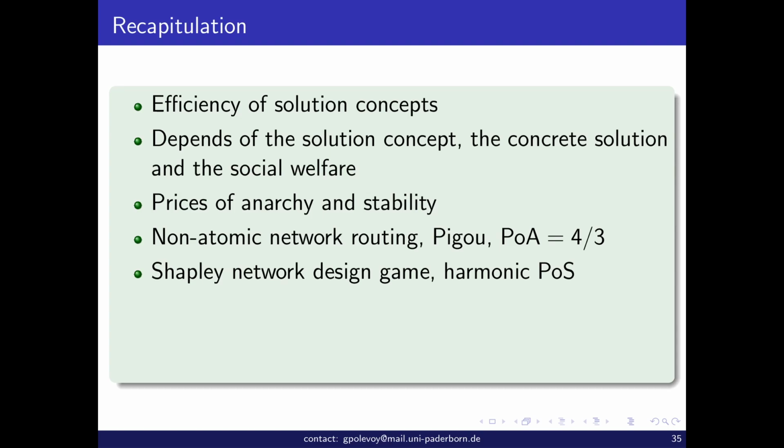But then we looked at a nice example where the price of stability is also not optimal. Actually, the price of stability is equal to the price of anarchy, and they are both harmonic functions in some parameter of the graph. And a harmonic function, I remind you, is 1/1 plus 1/2 and so on, up to 1/k for some k. So that was the price of stability and the price of anarchy, because it was the only Nash equilibrium in this network design game.